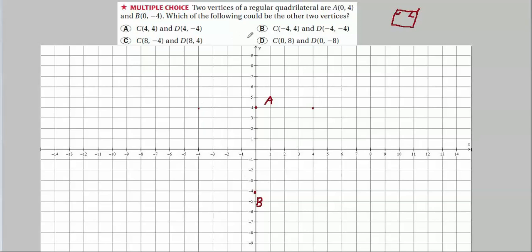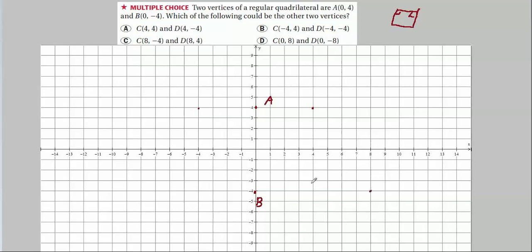What about minus 4, 4? Well, that would be this one again here. And minus 4, minus 4. Well, that would come close. That'll give us a quadrilateral. But it won't be a regular quadrilateral, will it? So that won't work. What about 8, minus 4? There's 8. And there's minus 4. Hey, we might be onto something here.